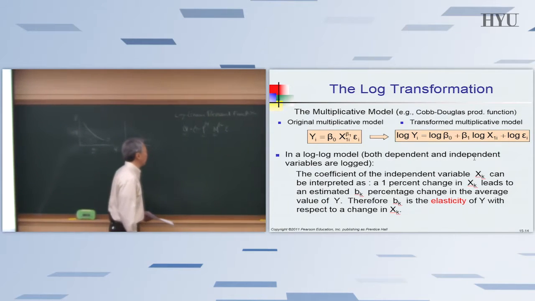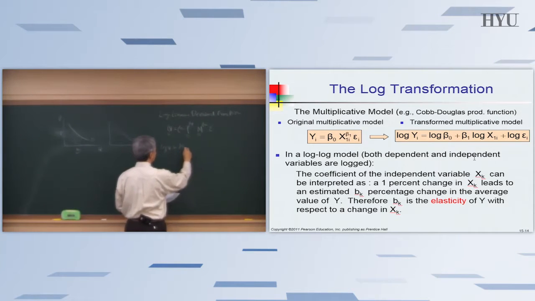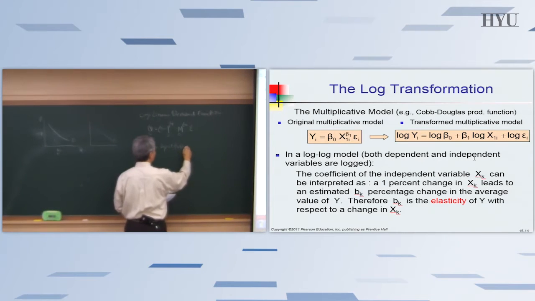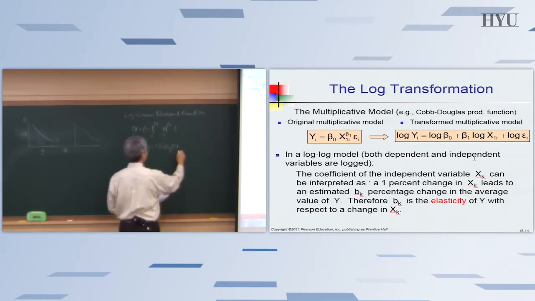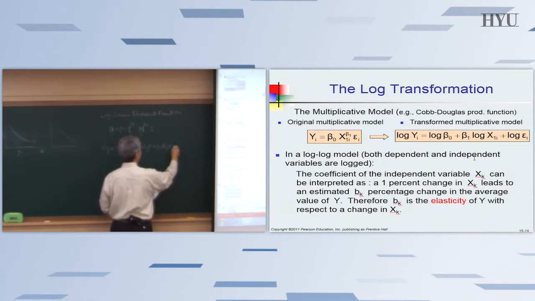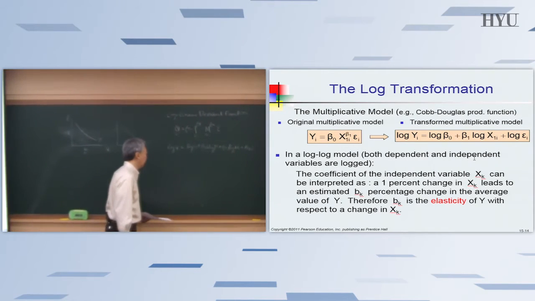All right, so let's just make it simple here. In this case, if you take a log, then you're going to have log Q is log beta naught plus beta 1 log of P plus beta 2 log of M plus log of epsilon, or error. Okay?